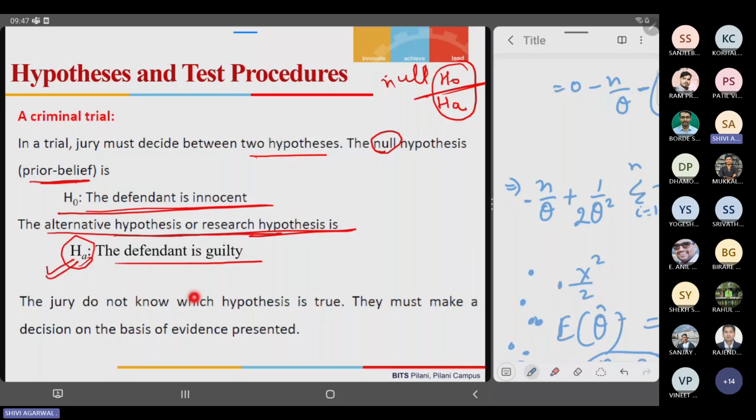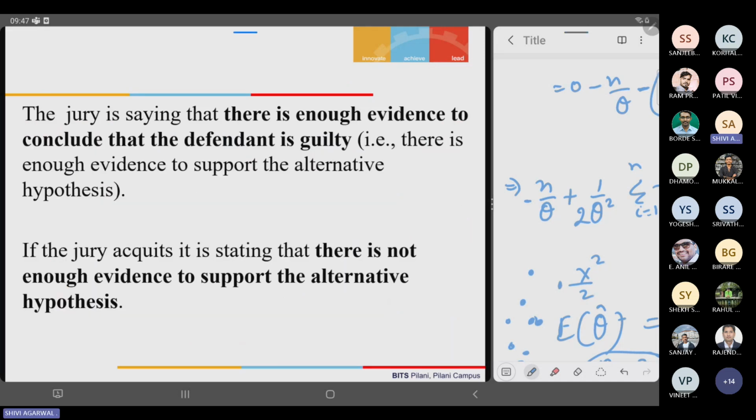Okay. But we have to check whether this hypothesis is correct or that hypothesis is correct. So the jury doesn't know which hypothesis is true. They must make a decision on the basis of evidence presented. Correct? The jury is saying here that there is enough evidence to conclude the defendant is guilty.